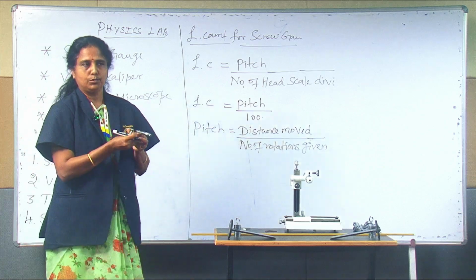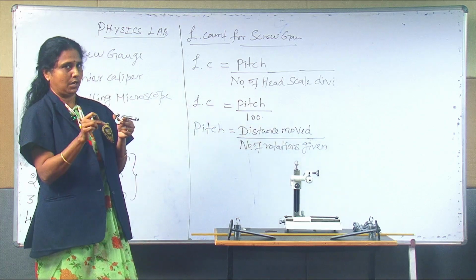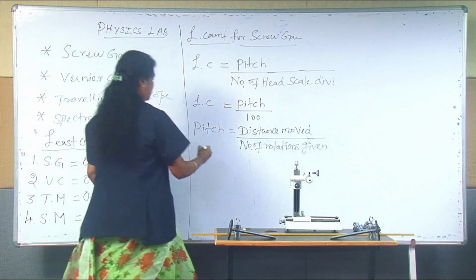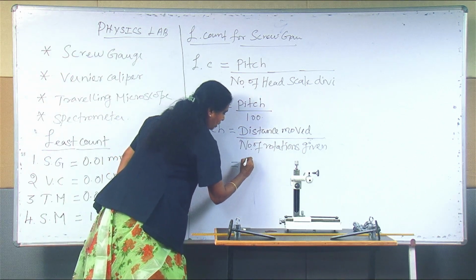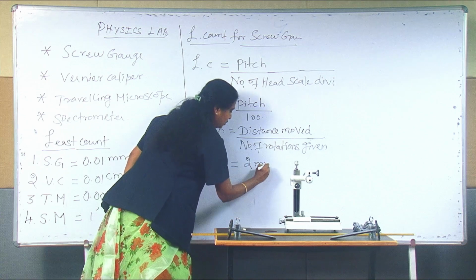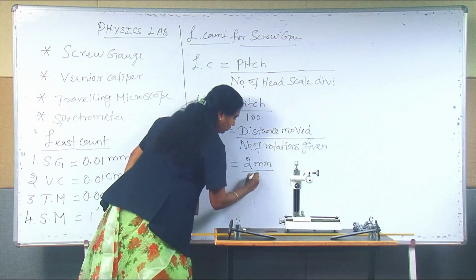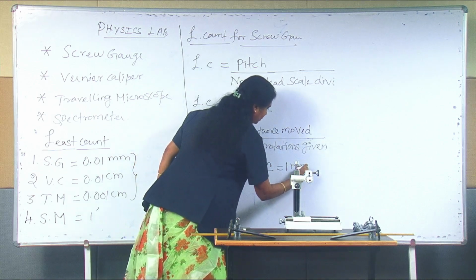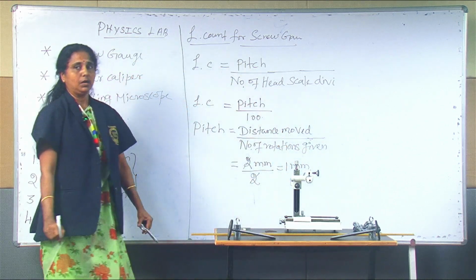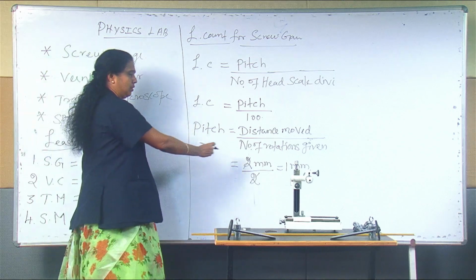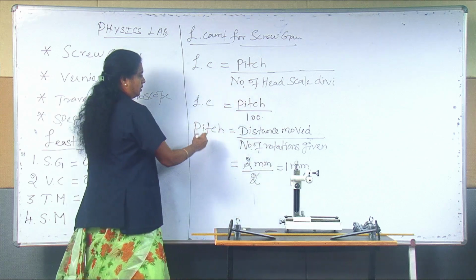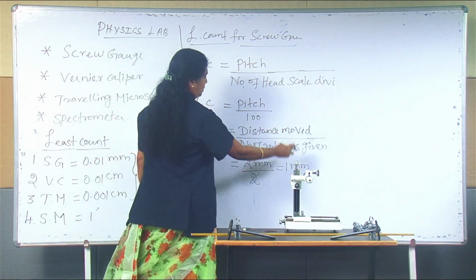If I want to move 2 divisions or 5 divisions in the pitch scale, I have to give complete 5 rotations. So that is equal to 1 mm or 2 mm. For example, 2 mm means I have to give 2 complete rotations. Anyhow, the pitch value is 1 mm. So pitch is nothing but 1 mm, whatever it may be. If you want to move 6 divisions, you have to give complete 6 rotations. So now substitute the pitch as 1 mm.